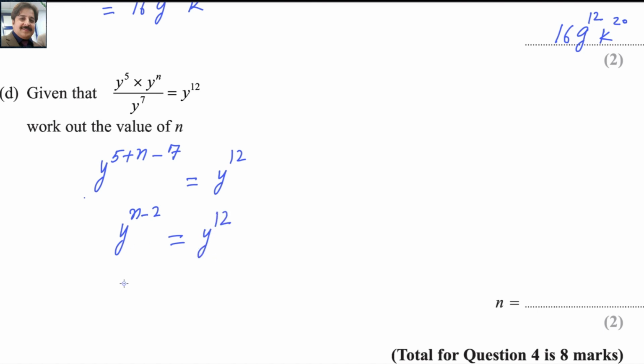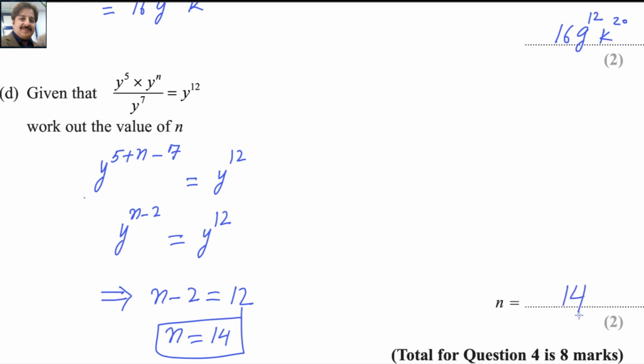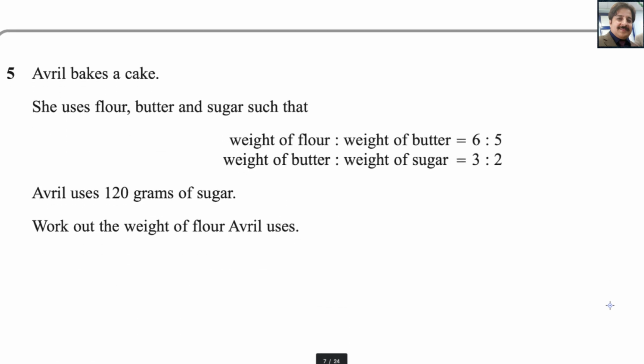Because bases are same, it implies that powers are equal. n minus 2 is 12 and n equals 14. This 2 goes there and becomes plus here. So it will be 14. 12 plus 2 is 14. Value of n will be 14. So question 4 is done. Now question number 5.